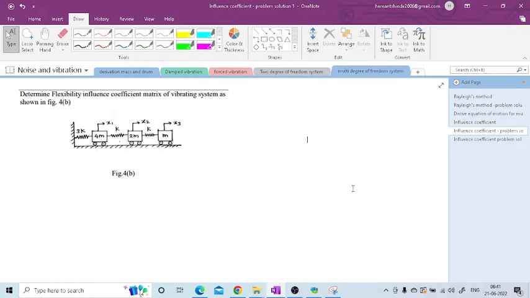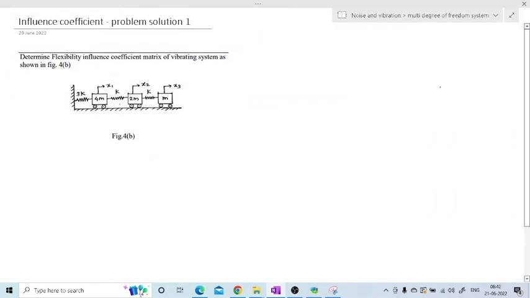The first one is the flexibility influence coefficient, and the second one is the stiffness influence coefficient. Now how to solve this problem? To solve this problem it is very much easy. Now first, before going to this numerical, again one more time we'll see what is the influence coefficient.